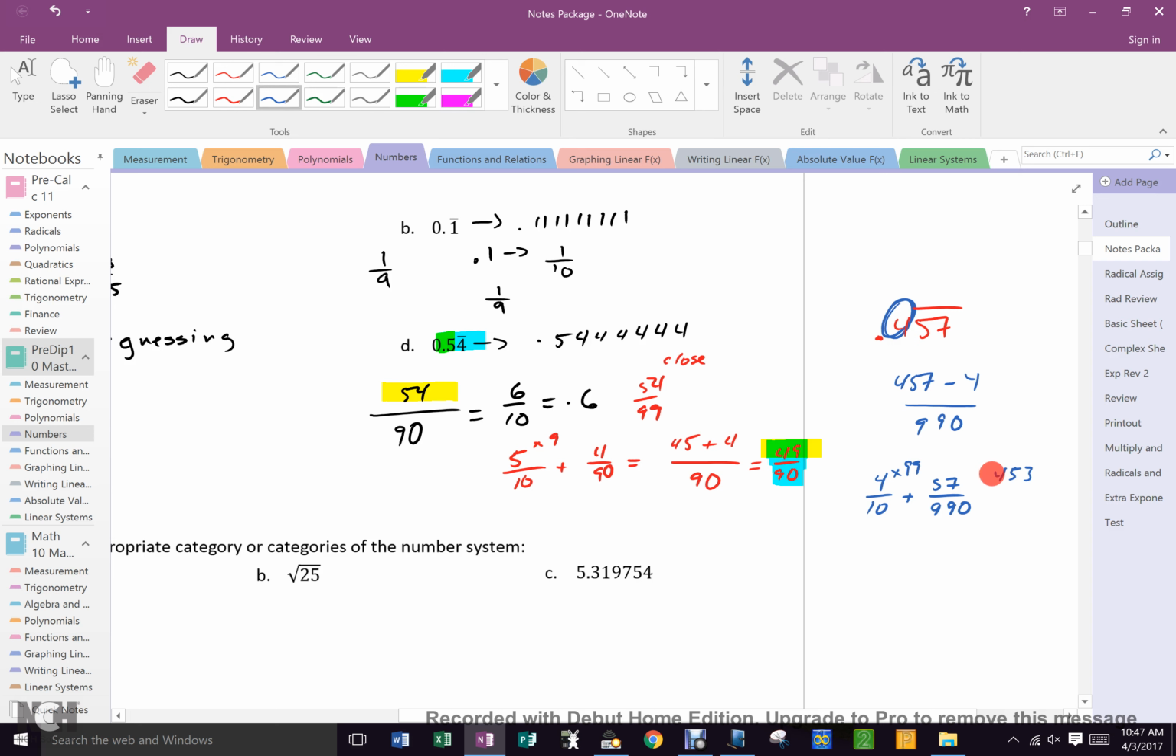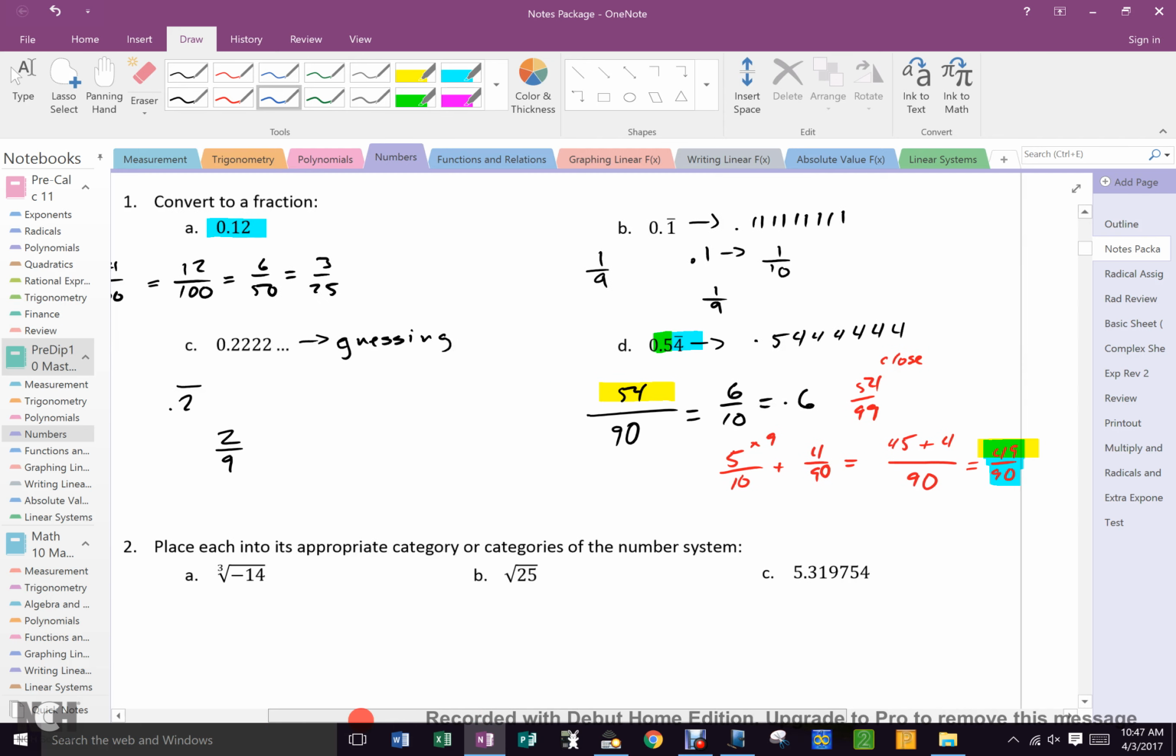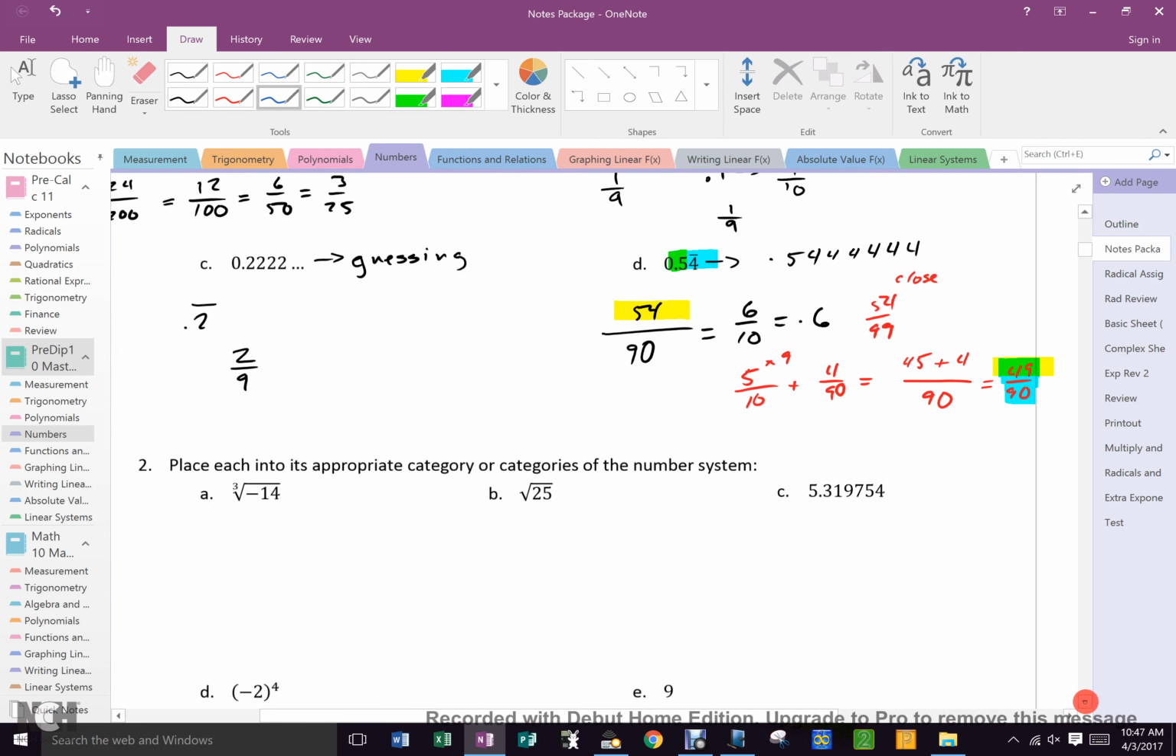Every number that repeats gets a 9. Every number that doesn't repeat gets a placeholder. What's the placeholder? 0. The numerator has to be what repeats minus what doesn't repeat. Everybody cool? All right. Now, next thing.